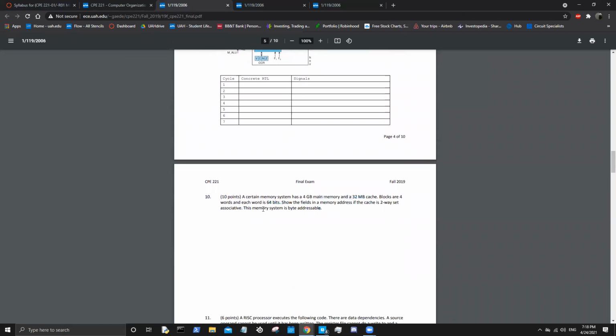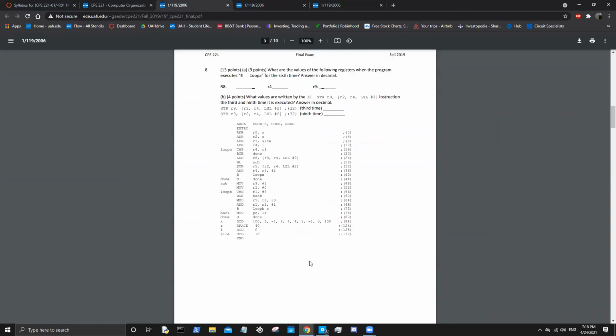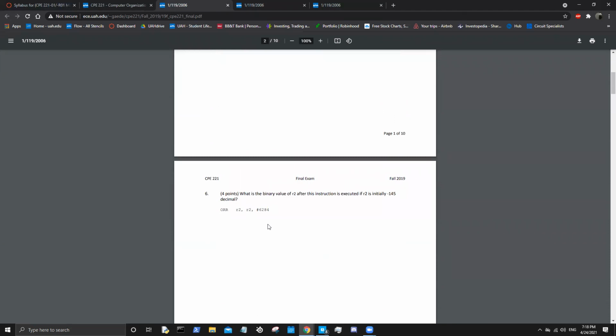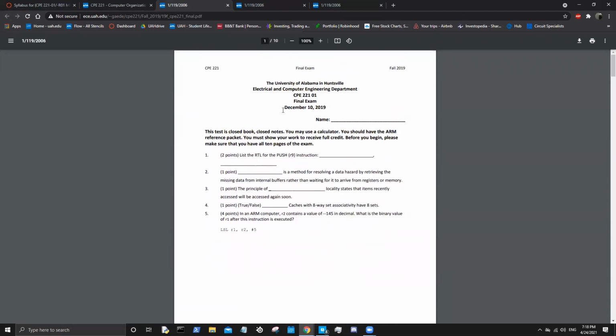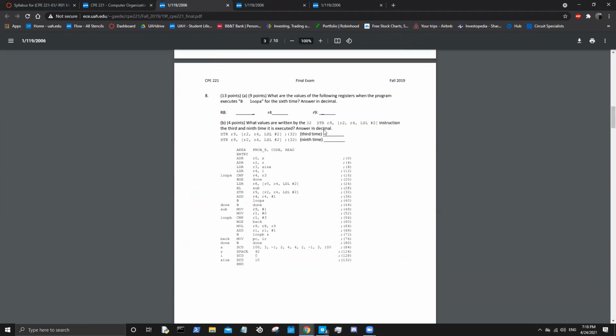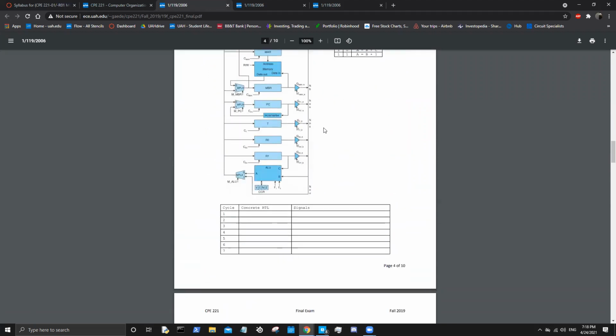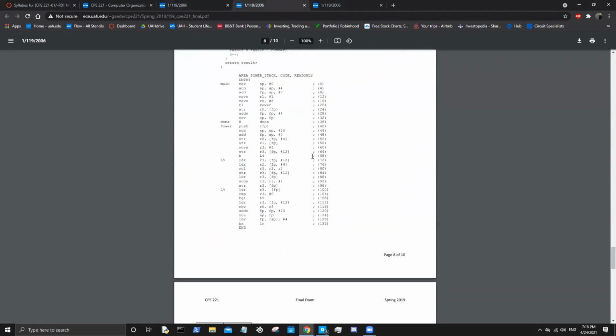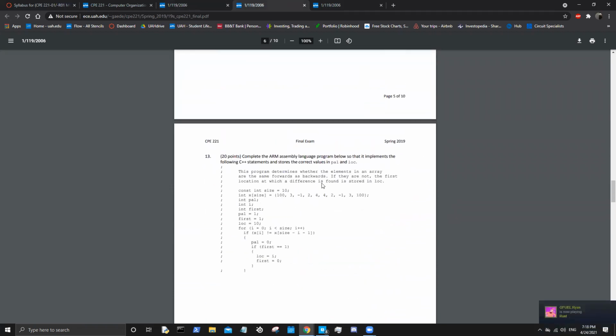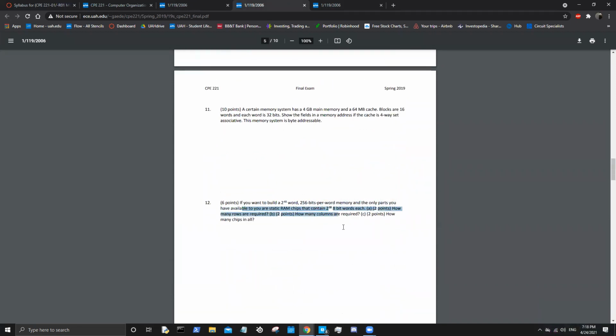Let's look at this. Certain memory. This is a cache problem. So let's see which final this is, because this is kind of important to know. This is the December 2019 final. So I'm pretty sure this is the most recent final that she has on file on her website. And in this final, you'll note that she doesn't have the questions that we've gone over after those cache questions, which are these ones down here.